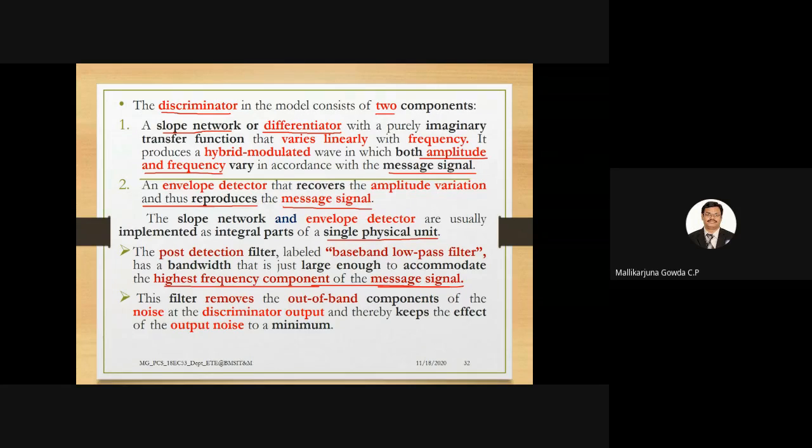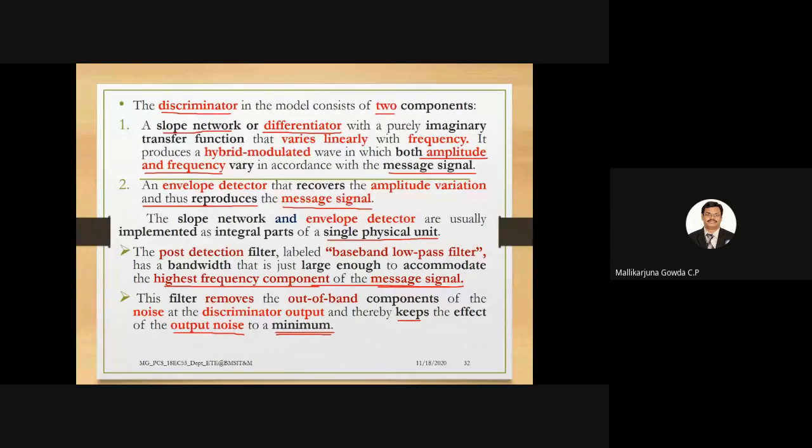You will understand this with mathematical expressions. So what I am saying is this filter, the baseband low pass filter connected after the discriminator, will remove what? The out of band component of the noise which is present at the discriminator output. With that it will keep the effect of output noise to the minimum value. That is the purpose of using a baseband low pass filter at the output of the discriminator.